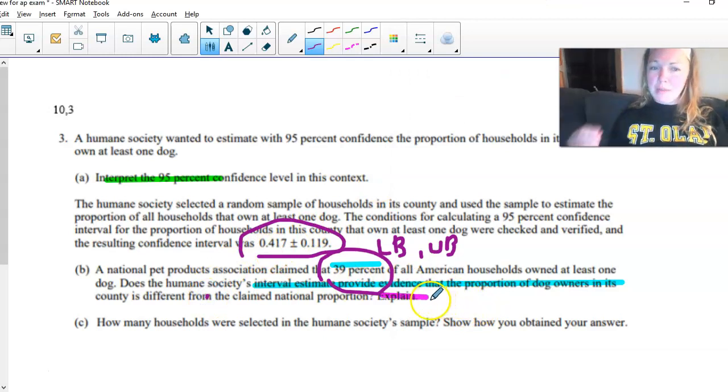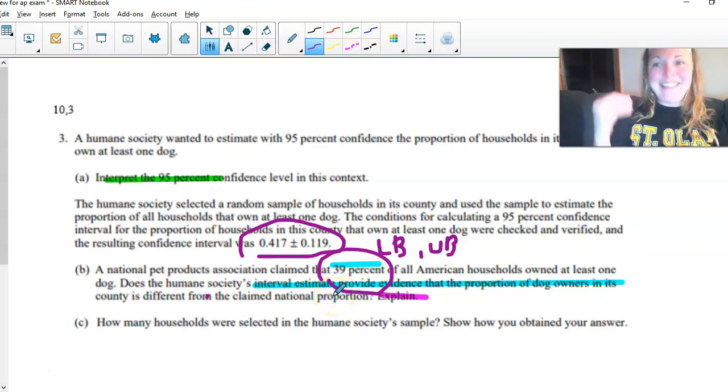Okay, so does the Humane Society interval estimate provide evidence that the proportion of dog owners in its country is different from this national proportion? No, because our 95%, you have to say that, our 95% confidence interval contains 0.39 in it, okay?